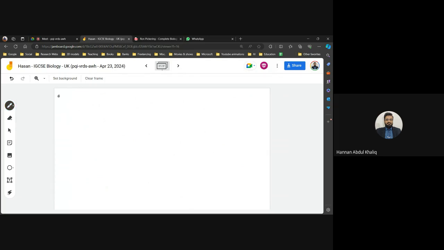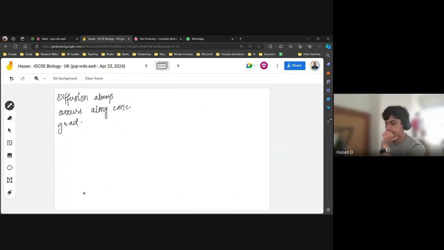So now diffusion always occurs along the concentration gradient. Okay, any question till here? No. Good.